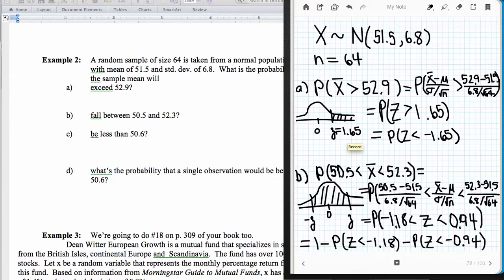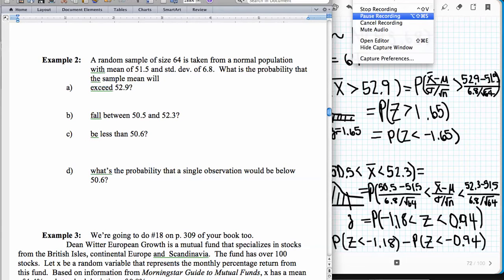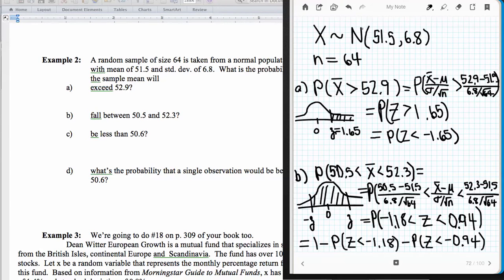Okay, this continues our lecture on the central limit theorem. We're doing this example, a random sample of 64 taken from a normal population. Since it's a normal population, we don't care what size the sample is. However, the sample is over 30, so it would work even if it wasn't a normally distributed population. So our mean is 51, our standard deviation is 6.8, and our sample size is 64.